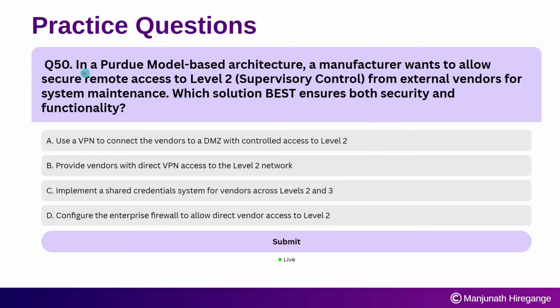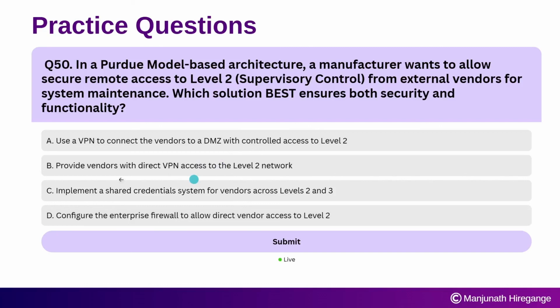Question number 50. In a Purdue model based architecture, a manufacturer wants to allow secure remote access to level 2 from external vendors for system maintenance, which is common. Which solution best ensures both security and functionality? Use a VPN to connect vendors to a DMZ with controlled access to level 2. Provide vendors with direct VPN access to the level 2 network. Implement a shared credential system for vendors across level 2 and 3. Configure the enterprise to allow direct vendor access to level 2.